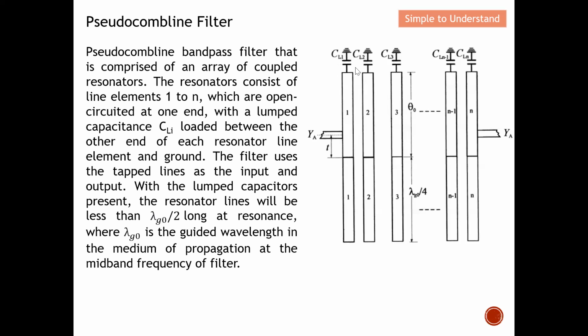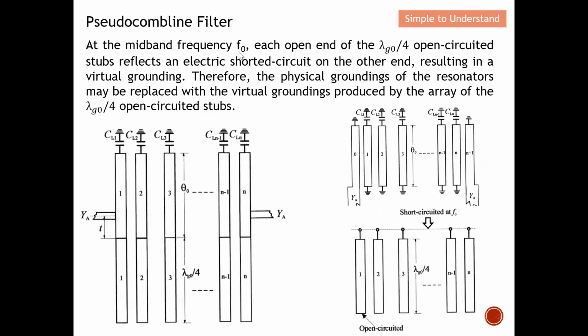Okay, with the loading of capacitor, the length can be further reduced, which means that you actually can have a shorter so-called length of the resonator if you design with a capacitor. At the mid-band frequency F0, each open end of the lambda over 4 open circuit stubs actually reflects an electric short circuit on the other end, resulting in a virtual ground.